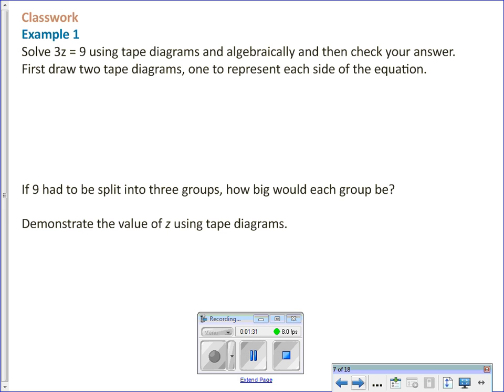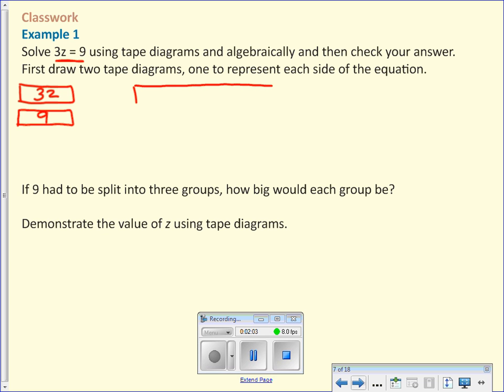So let's take a look at the first equation. The first equation is 3z equals 9. Well, I don't want to know what 3 z's are. I only want to know what 1 z is. So I could draw my tape diagram like this. 3z is on the left, and 9 is on the right. But does that tell me what 1z is worth? So I could expand that out.